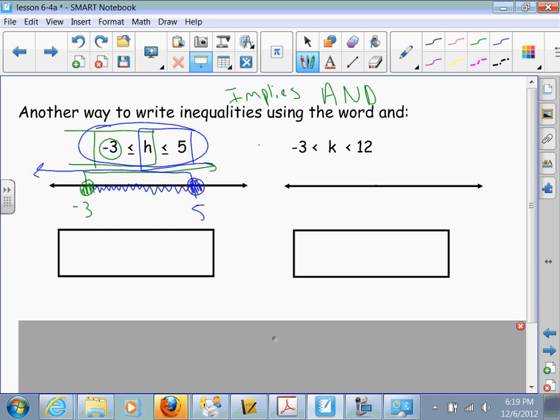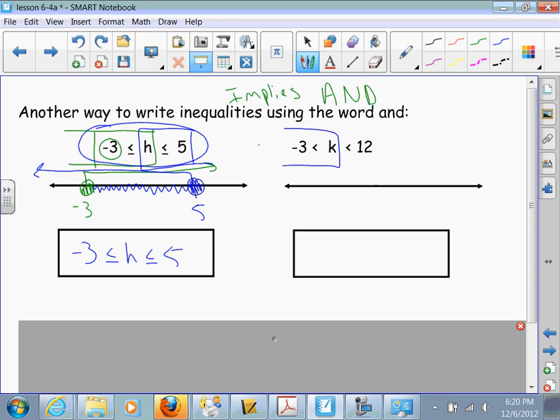So there might be questions where I just give you the graph, like what we just did, and you'll have to give me the solution to it, which is -3 less than or equal to h less than or equal to 5. Okay, there's no simpler way to write that, so that is just your solution, so don't be confused there. All right, let's move on to the next one.